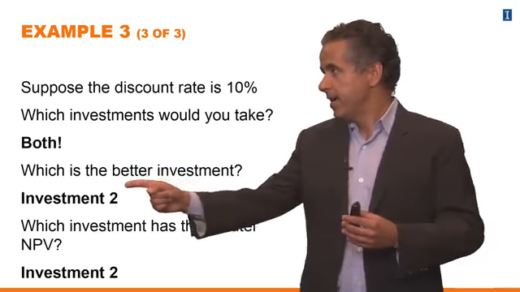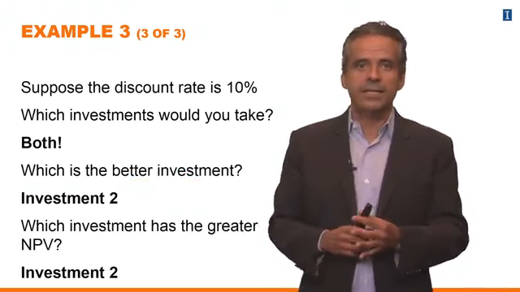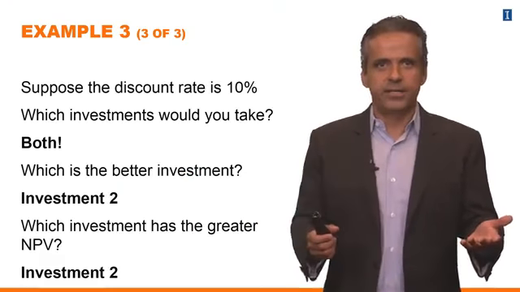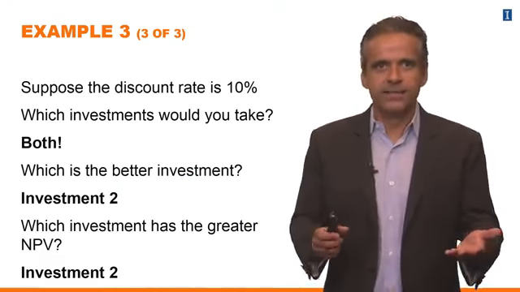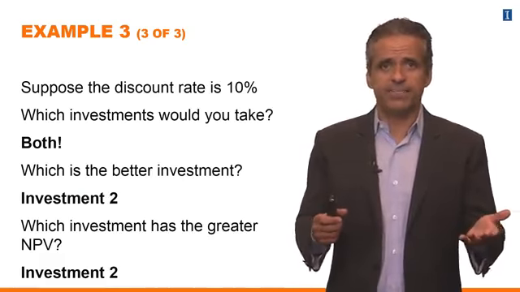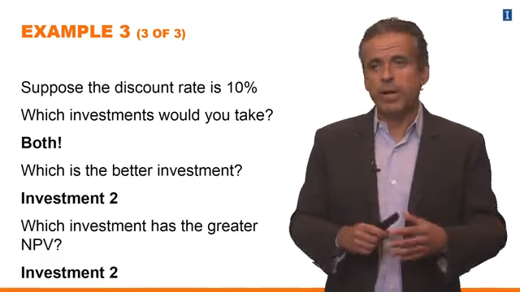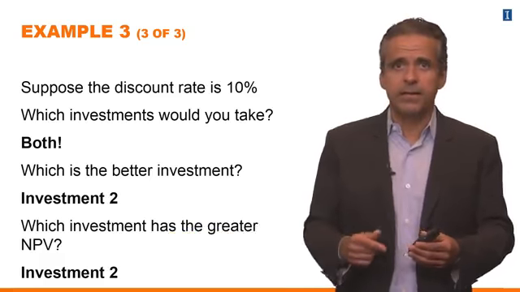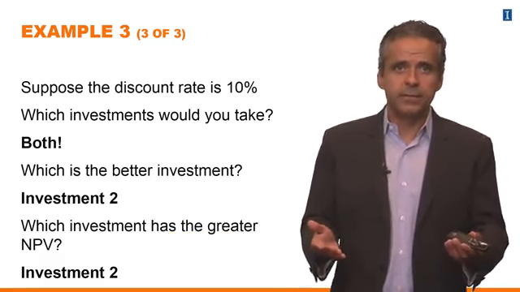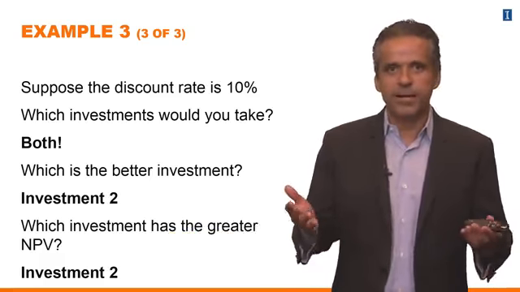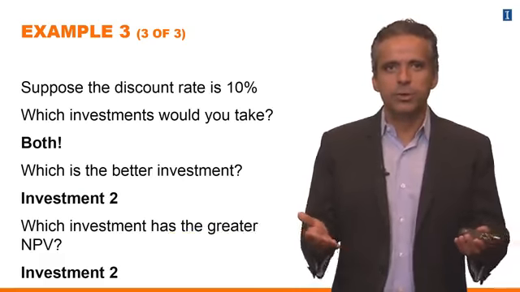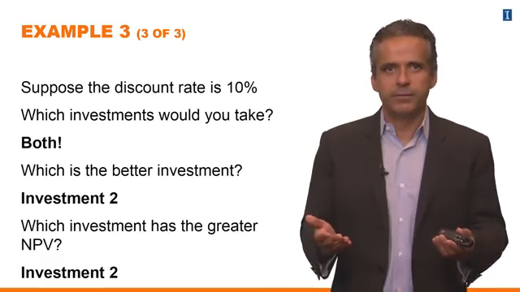But obviously, investment 2 is the better one, right? You're making $100 instead of 1 cent. So it is obviously the better investment to take. Which investment has the greater NPV? Investment 2, right? You can do the calculation if you want, but it's obvious that investment 2 is going to have the higher NPV.